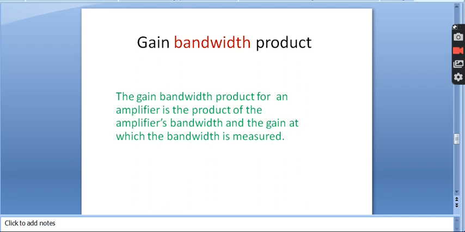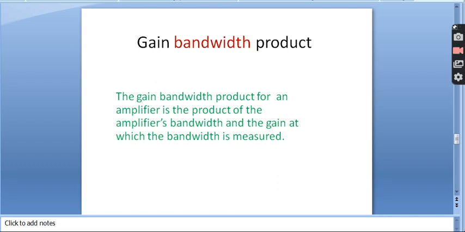Here the gain bandwidth product, as the name itself suggests, we multiply the gain and bandwidth of a transistor. The gain bandwidth product for an amplifier is the product of the amplifier's bandwidth and the gain at which the bandwidth is measured.